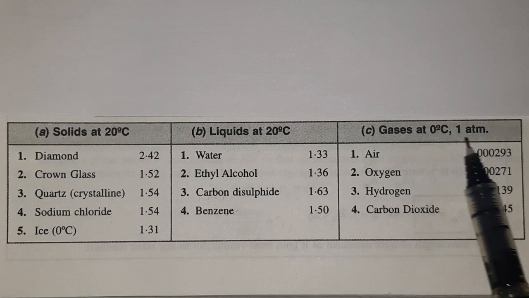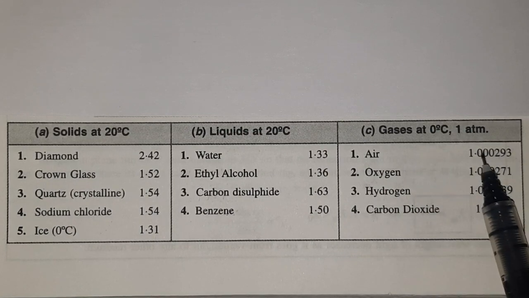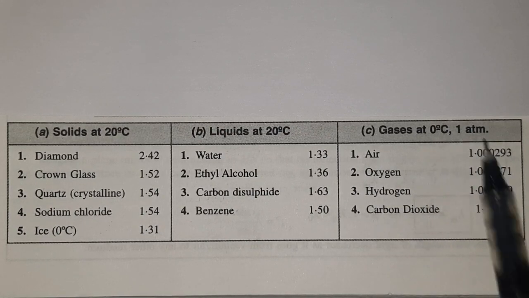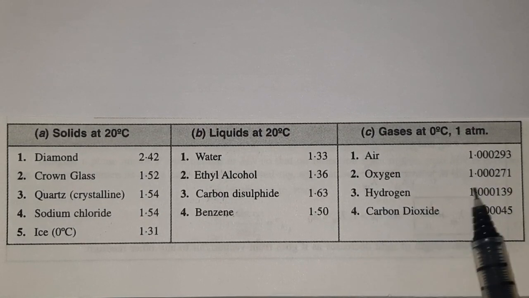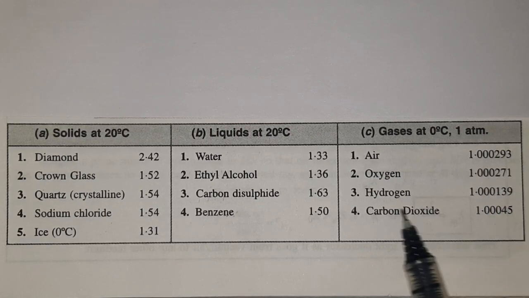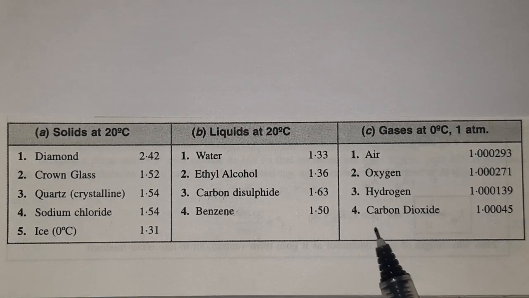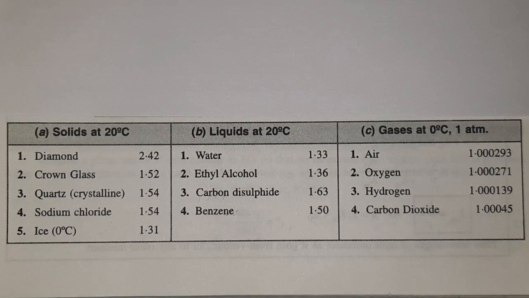Fine, we have taken pressure into account because the density of gases also changes with pressure. So the refractive index of air at 0 degrees Celsius and 1 atmosphere pressure is 1.000293. Oxygen gas has 1.000271. Hydrogen gas has 1.000139 and carbon dioxide has 1.00045. Okay, so these are some values for your information. Keep them in mind.